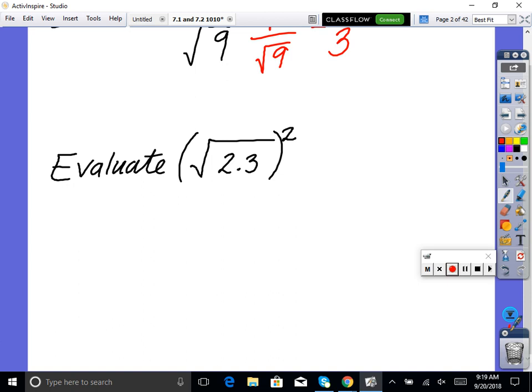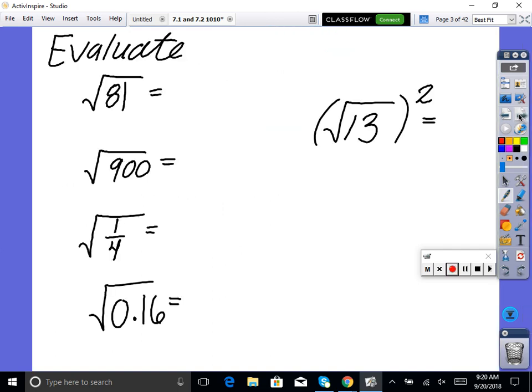Okay, can anyone tell me what this one is very quickly? 2.3, how'd you get that? Yep, root cancels out with power. Good. Okay, so evaluate. What's the square root of 81? There's a point to this. What's the square root of 90?